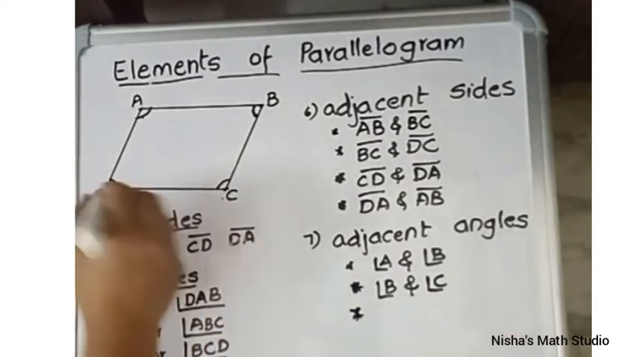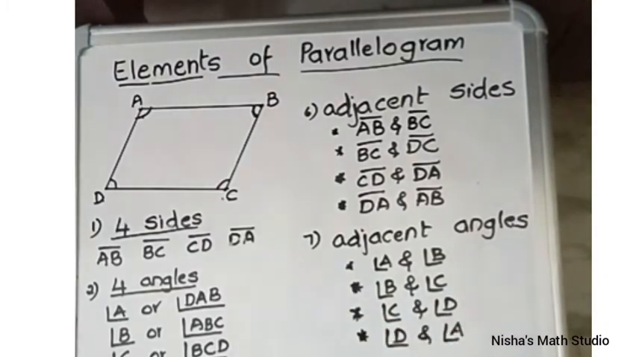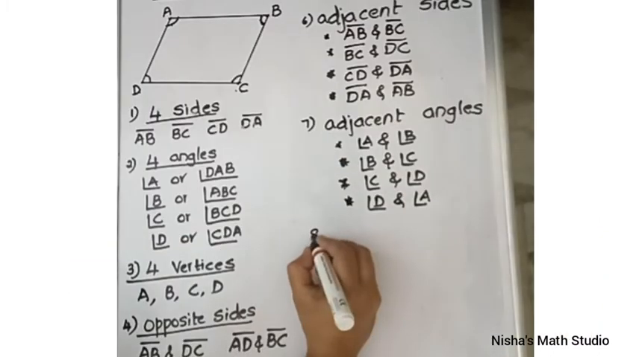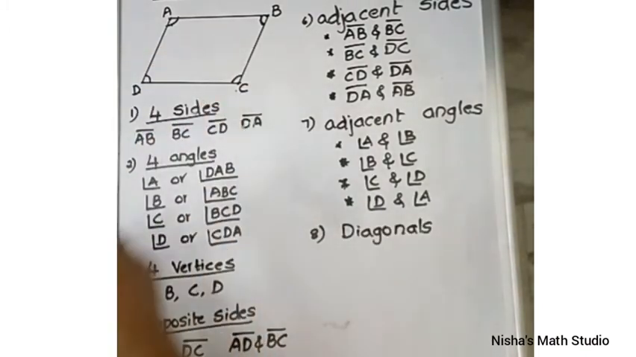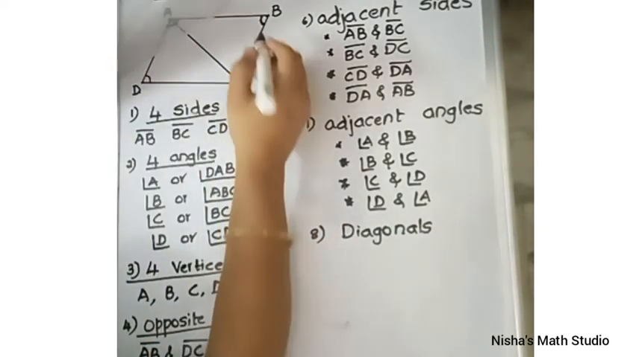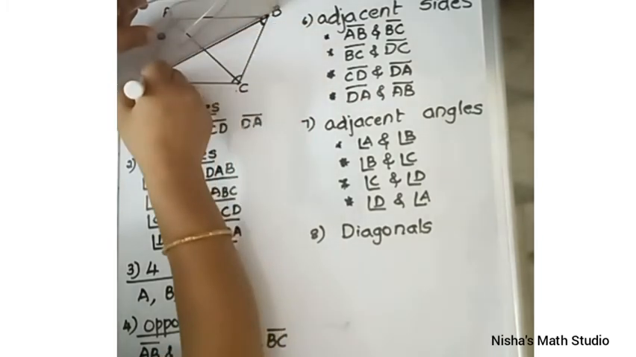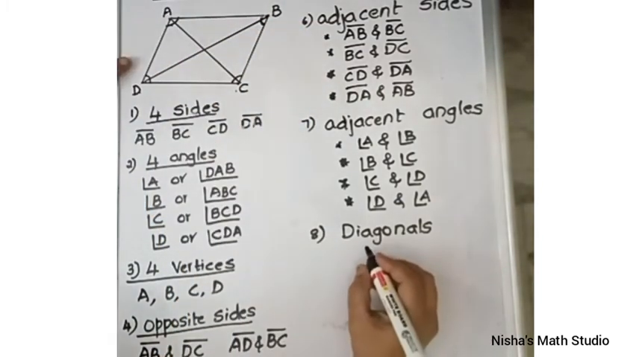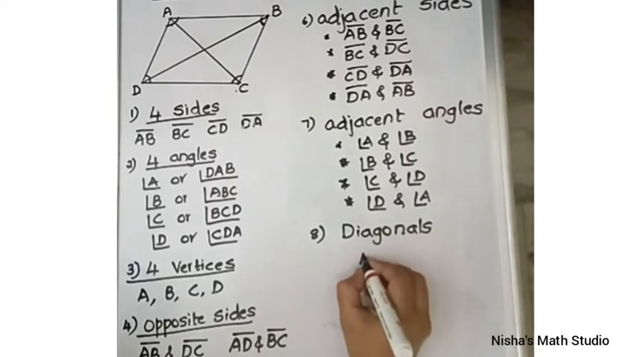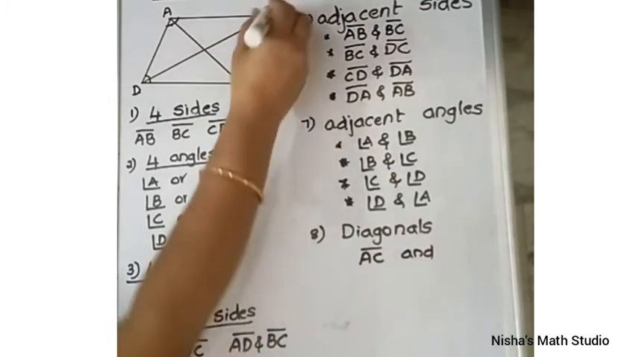Then you have angle C and angle D. Finally, angle D and angle A. So we got 4 sets of adjacent angles. Next one, diagonals. Diagonals are the line segments which connect the opposite vertices. So A connected to C. This line segment is called one diagonal and this is the second diagonal. So there are 2 diagonals in a quadrilateral. They are AC and BD.